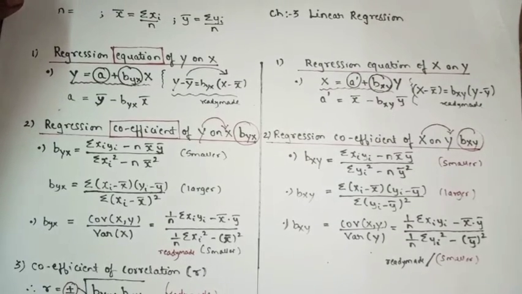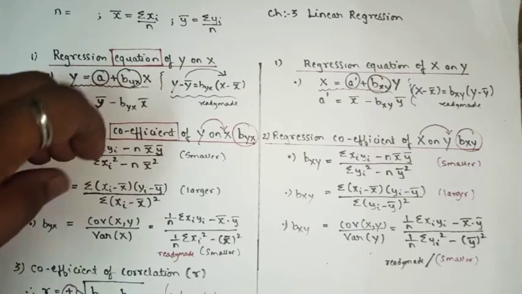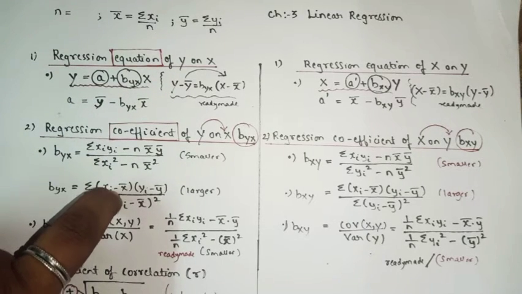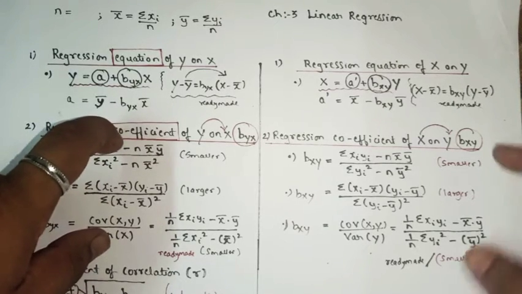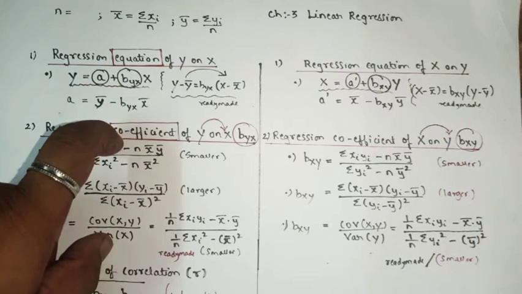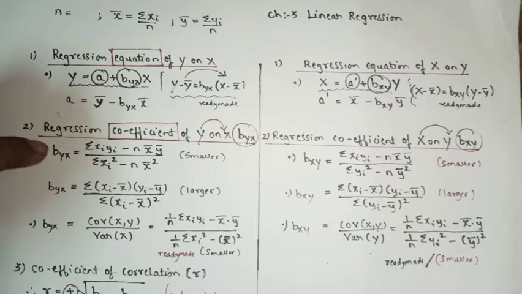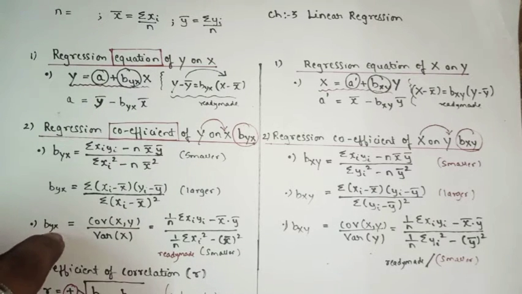So here we'll take two examples, one based on smaller values and one based on larger values. As I told, the first and third formula you can apply for the smaller. In both cases you will get the same answer, but I suggest applying the first formula for each and every sum. What about the third one? When you have the ready-made values of x mean, y mean, and so on.